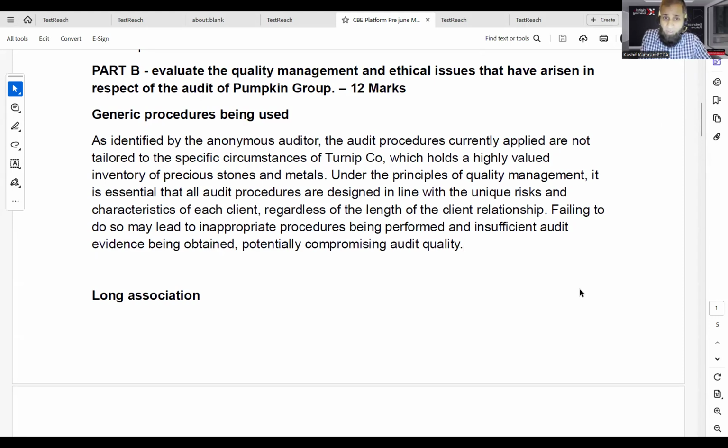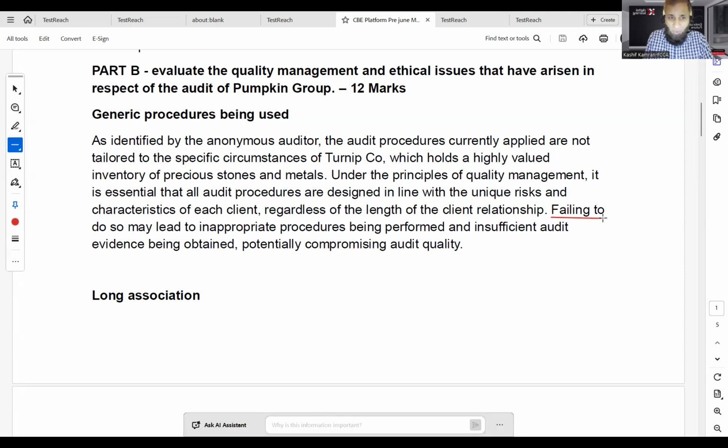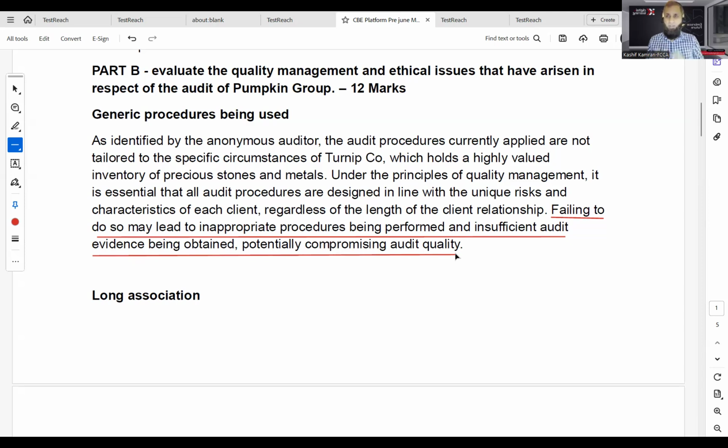as identified by the anonymous auditor, the audit procedures currently applied are not tailored to the specific circumstances of Turnip, which holds a highly valued inventory of precious stones and metals. Under the principles of quality management, it is essential that all procedures are designed in line with the unique risks and characteristics of each client, regardless of the length of the client relationship. Failing to do so may lead to inappropriate procedures being performed and insufficient audit evidence being obtained, potentially compromising the audit quality. Look at this. This is the most wonderful thing you will see in the student answer. Issue and the impact of the issue, the implication of the issue.